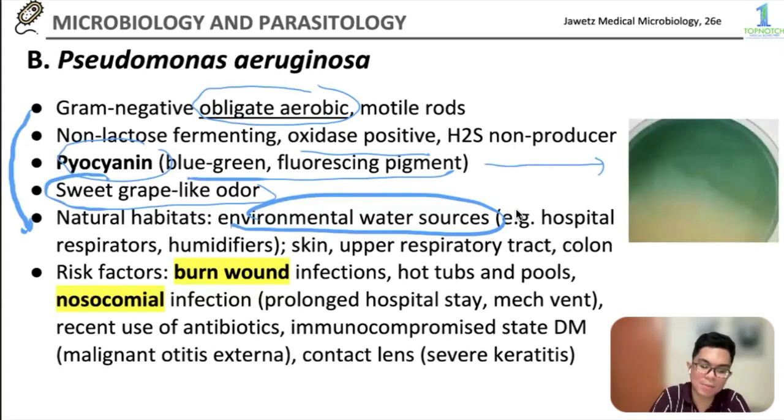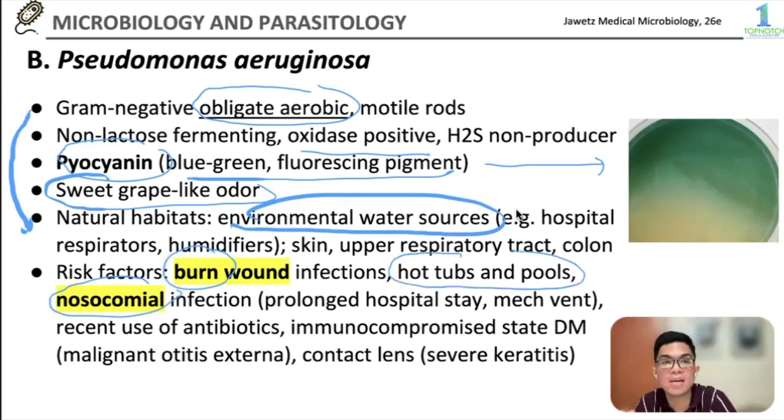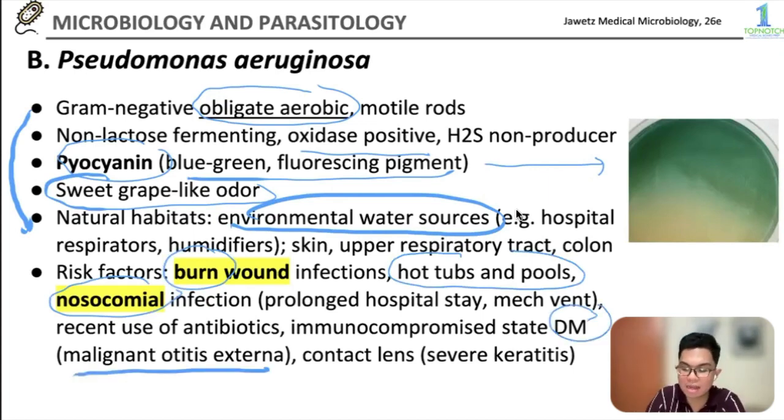So risk factors, again, basta pag burns, most likely, Pseudomonas yung pinapatanong. Pag nosocomial, so matagal na siyang admitted or naka-ventilator, most likely Pseudomonas din yan. And also there's the hot tub folliculitis kasi, again, environmental water sources ang kanyang natural habitats. Okay, so note lang din na if DM or other immunocompromised state can lead to malignant otitis externa, and prolonged contact lens use can lead to severe keratitis.